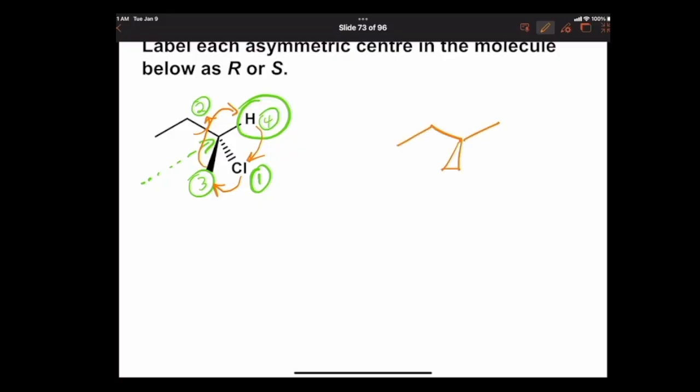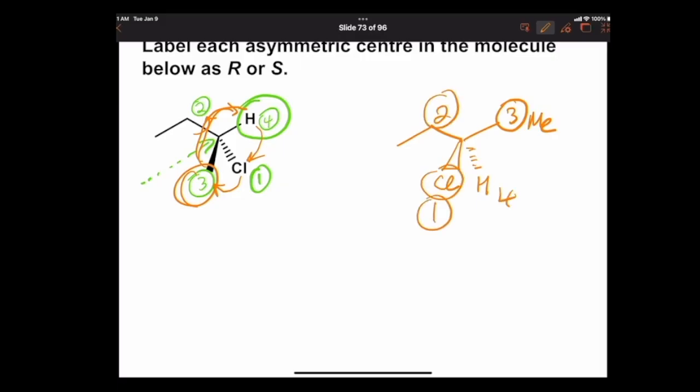I start off here. The hydrogen now moves here. What was in this position, number 3, has moved around to this one. This is my number 3 center. That's my methyl. What was the chlorine is now moved up here. This is number 4. 1, 2, 3. What does it look like? R center.